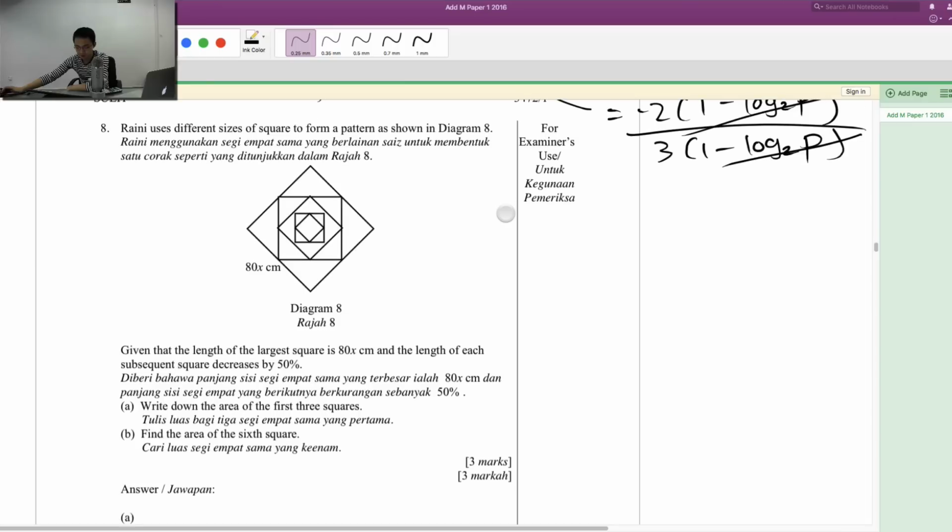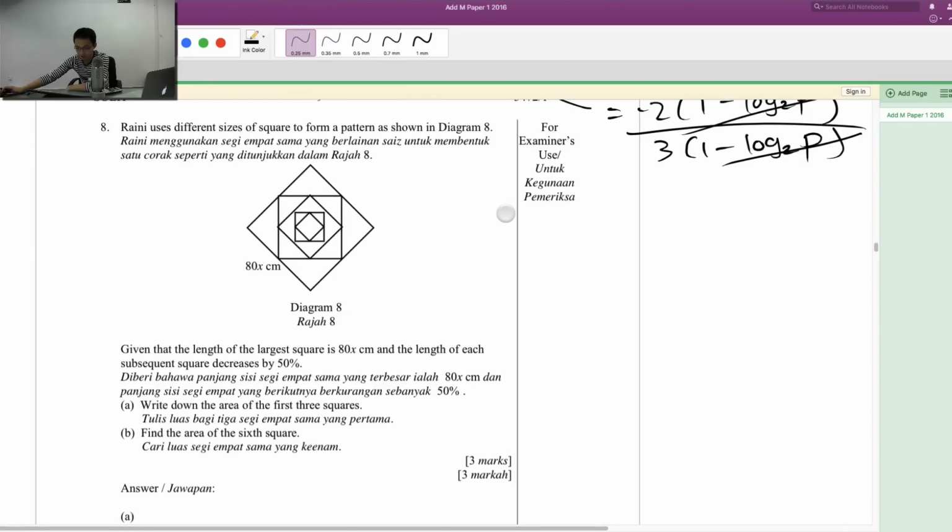Okay. Rainey used different sizes of square to form the patterns as shown in diagram A. So, okay, this is square. Square means everything is 80x, because this is square. If here they cut at the midpoint, every rectangle here you see is a square.